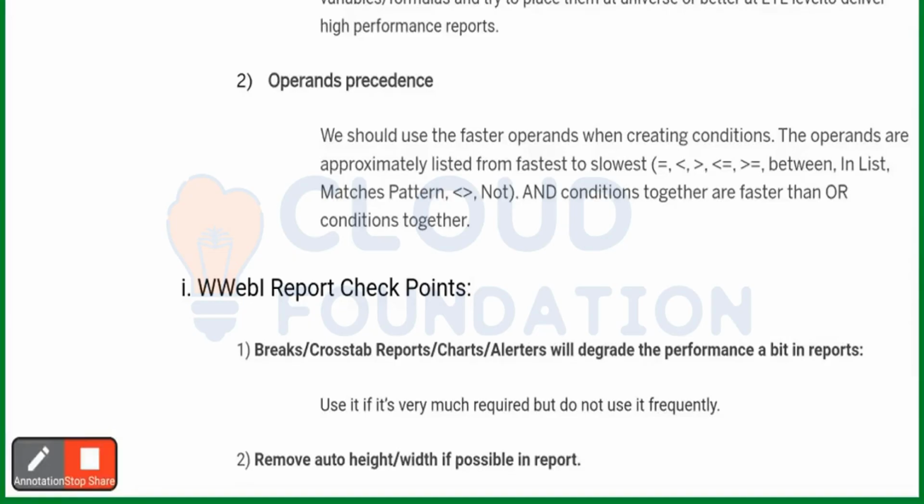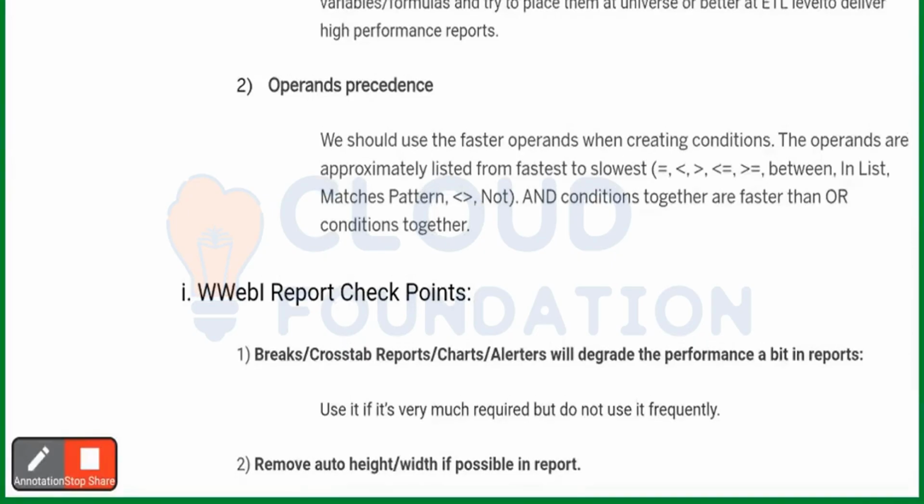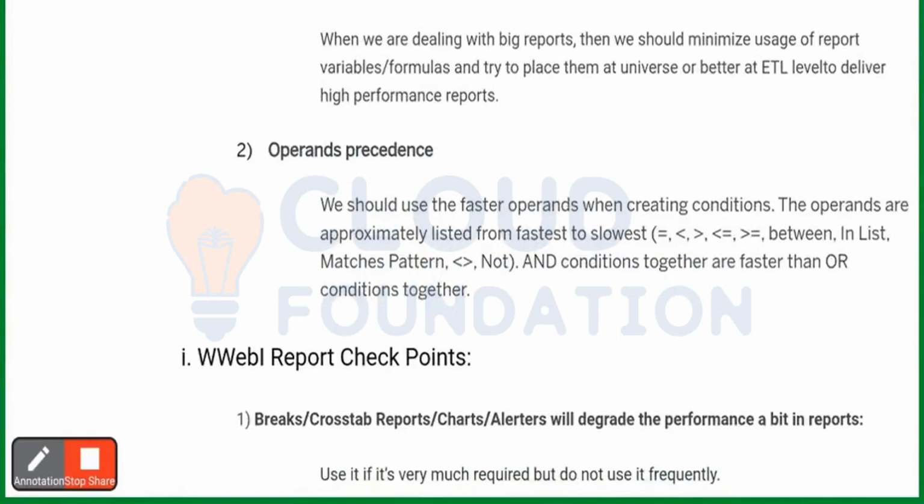It seems like and conditions together are faster than or conditions together. If you have multiple conditions and you are using and, it will run the report faster than the other. If you have multiple conditions with or, the operators also matter. We will not know exactly what the cause of the performance issue is, because we will not get any error in those scenarios.